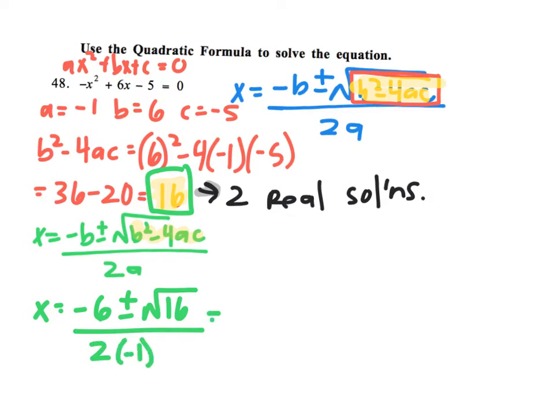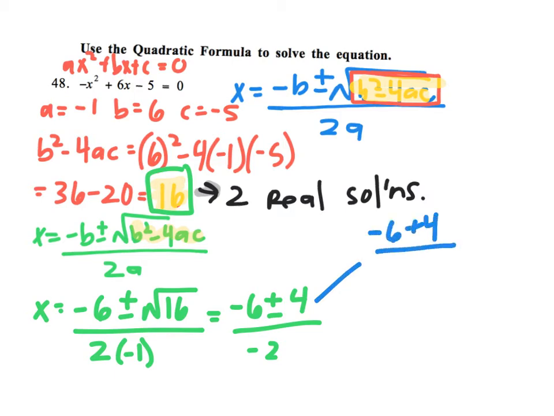Now if I simplify, I have -6 plus or minus the square root of 16 is 4 all over 2 times -1, which is -2. Now at this point, I'm going to split into two parts. Let's do it in blue. My first part, we're going to have -6 plus 4 over -2. My second part, we're going to have -6 minus 4 over -2. And we're just going to simplify.